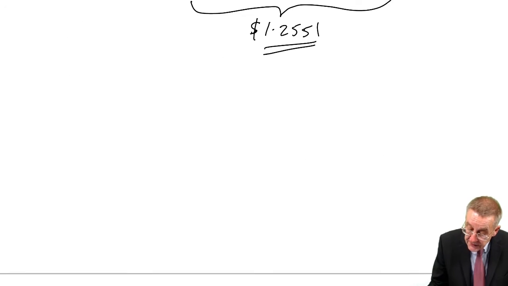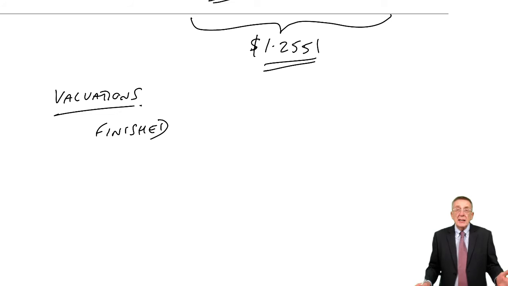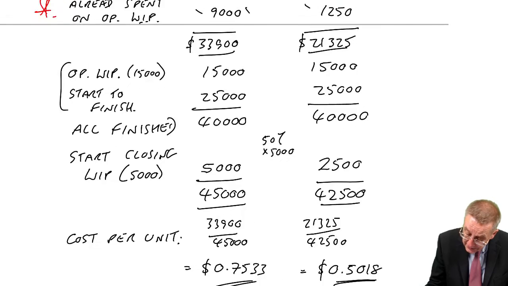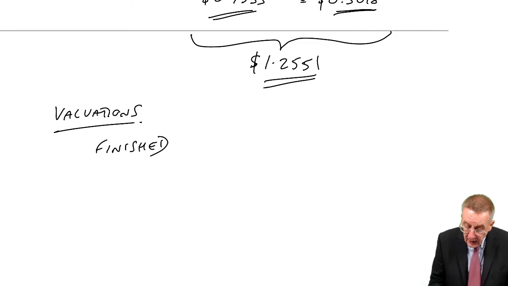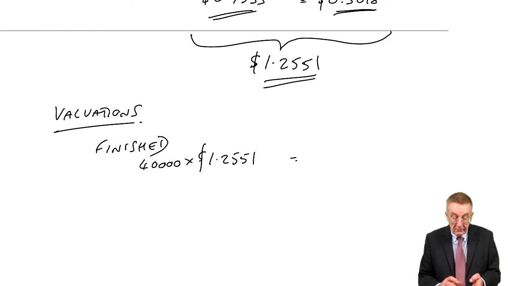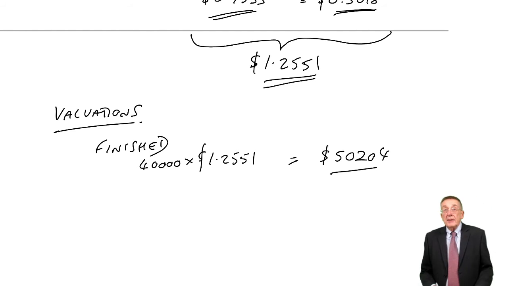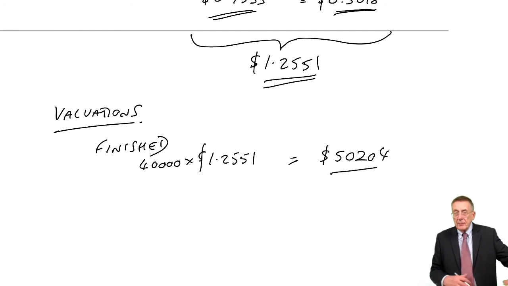And now let's do our valuations, and here's where the whole thing gets so much easier. First of all, the finished items. Well, we no longer need to keep the opening work in progress separate from the new ones. We've worked out the average cost, and so how many were finished? Was it 40,000? Yeah. The 40,000 finished items will all be valued at this average cost, and therefore a total of 50,204. It's so much easier. With FIFO, we have to mess around keeping the old ones separate from the new ones.